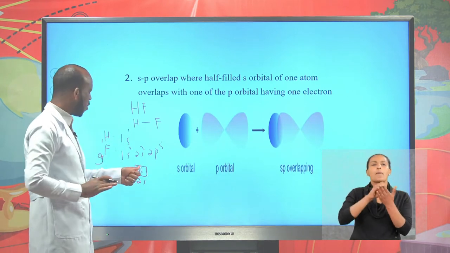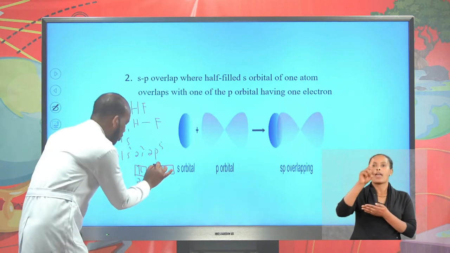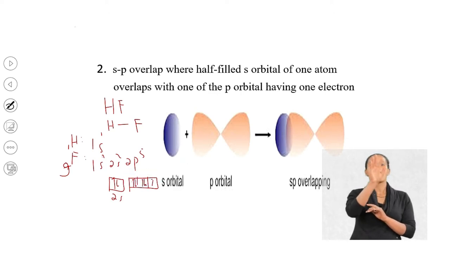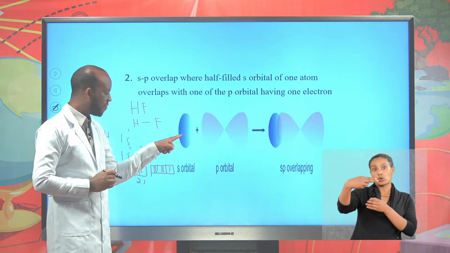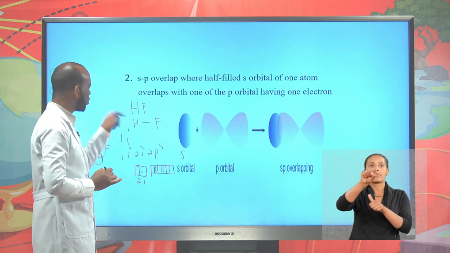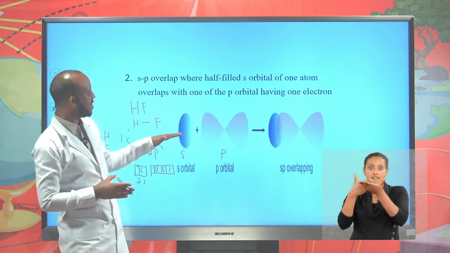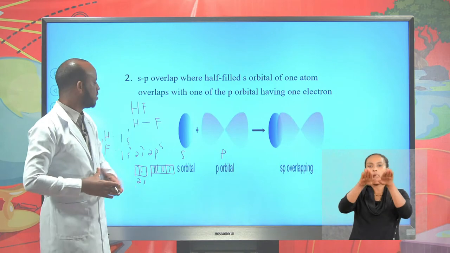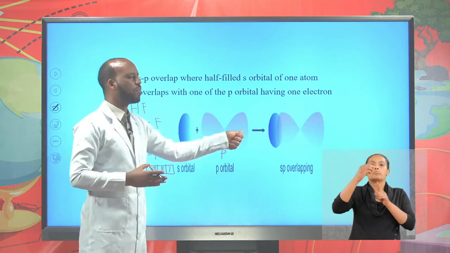An orbital accommodates a maximum of 2 electrons. The p subshell has 3 atomic orbitals, px, py, and pz. You see, p5: 1, 2, 3, 4, 5. Now this p atomic orbital is half-filled. Therefore, the s atomic orbital of the hydrogen atom, which is half-filled, overlaps with the p atomic orbital of fluorine. This is the s atomic orbital of hydrogen, and this is the p atomic orbital of fluorine. Both are half-filled. When these two half-filled atomic orbitals overlap, the type of overlap is s-p overlapping. The two atomic orbitals overlap head-to-head, end-to-end, and in this case a sigma bond is formed.